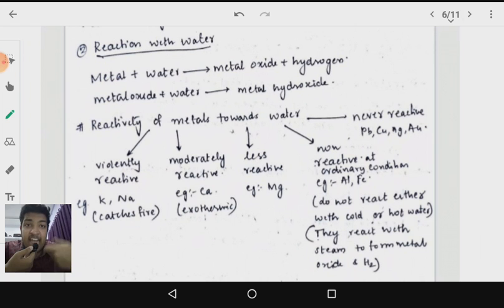Metals, when they react with water, will form metal oxide and hydrogen. Please keep this point in mind.